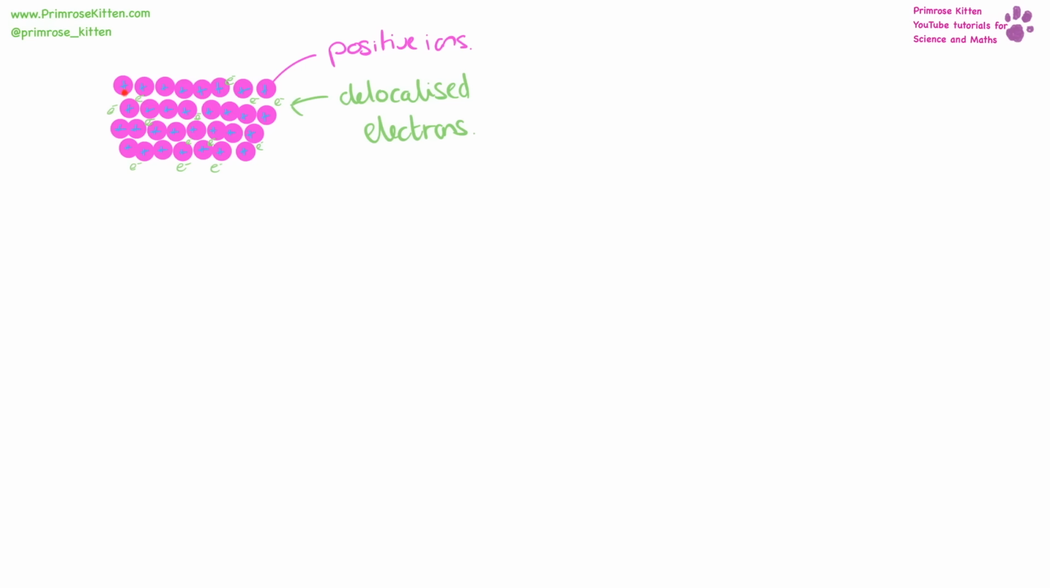Metals are made up of positive atoms in a sea of delocalized electrons, and these electrons being free to move is the reason that metal can conduct electricity and why it's so good at conducting heat.